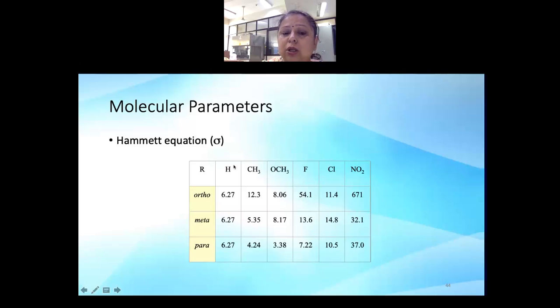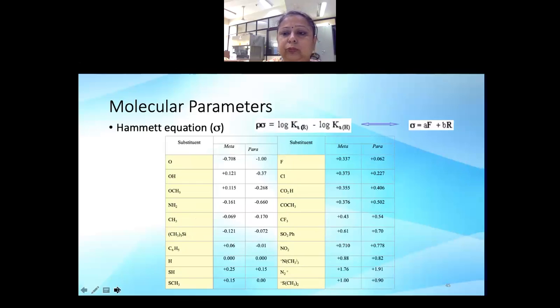Sigma values for every substituent depend upon its position, whether it is placed ortho, meta or para in an aromatic moiety. For hydrogen all the positions are the same, so it has a similar value, but for other substituents it has varying values. So if there is a molecule whose sigma values you want to calculate, there are available tables from which you can calculate manually.